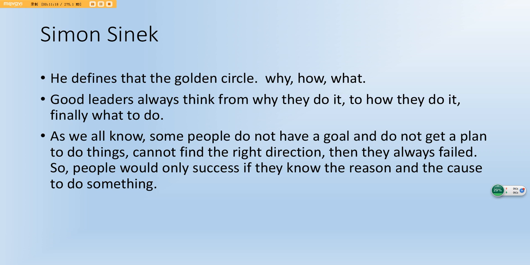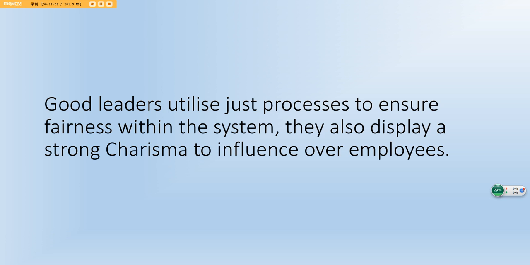As we all know, some people do not have a goal and do not have a plan to do something and cannot find the right direction, and they always fail. So people would only succeed if they know the reason and the cost to do something. So good leaders utilize just processes to ensure fairness within the system. They also display a strong charisma to influence employees.